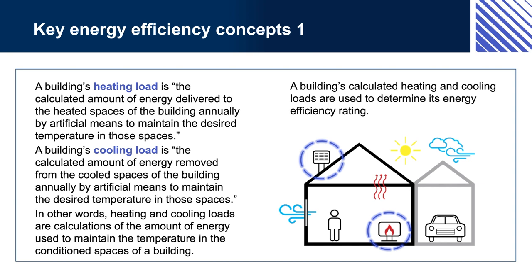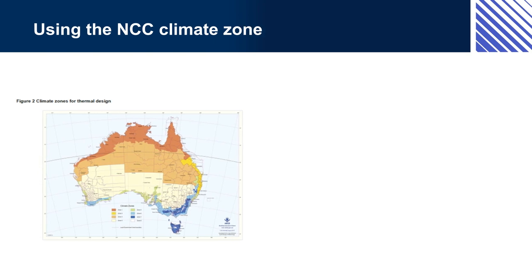Heating and cooling loads and the software used to determine them is discussed in more detail later in the presentation and in the specific modules that discuss the energy efficiency provisions in Volume 1 and NCC Volume 2. Using the energy efficiency provisions in NCC Volume 1 and using the energy efficiency provisions in NCC Volume 2. Using the NCC climate zones.